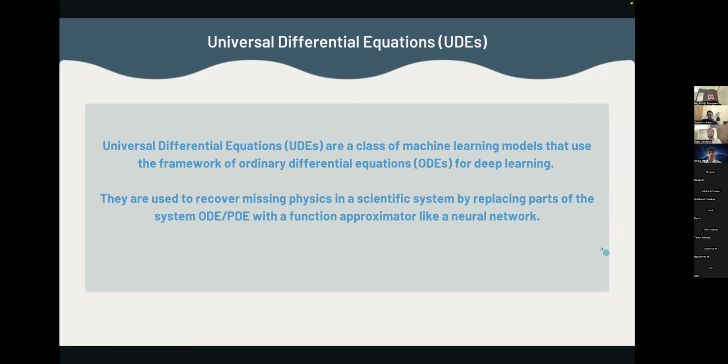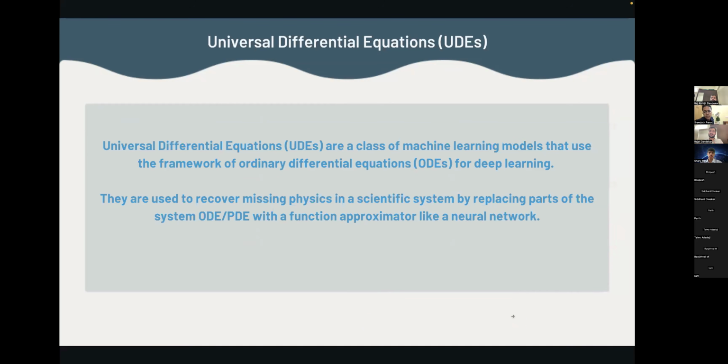Okay, so just to summarize, UDEs are a class of machine learning models that use the framework of ODEs for deep learning. And they are used to recover missing physics in a scientific system by recovering parts of the system with a function approximator like a neural network.